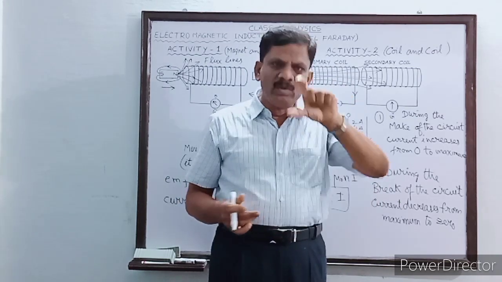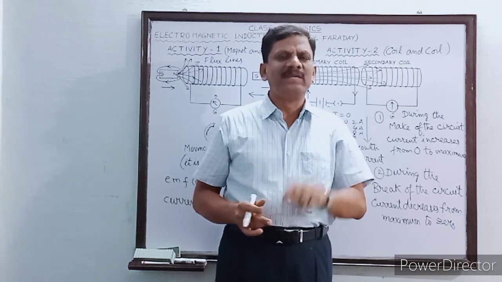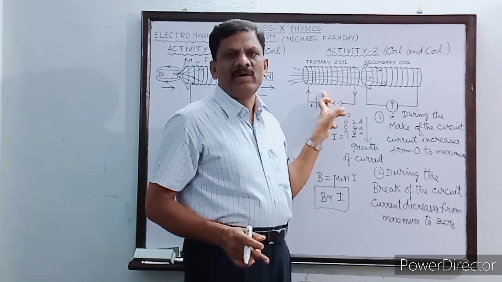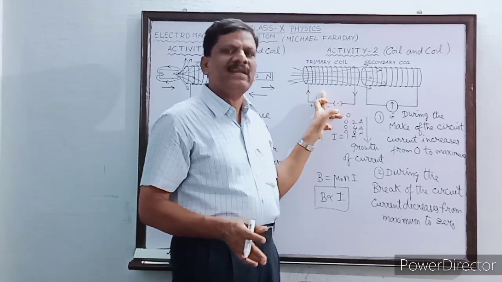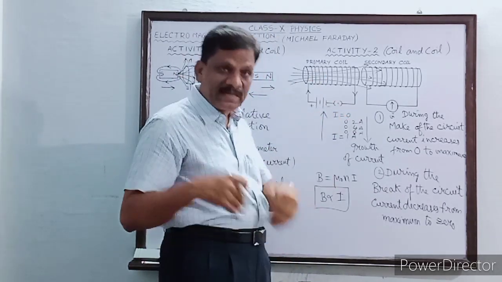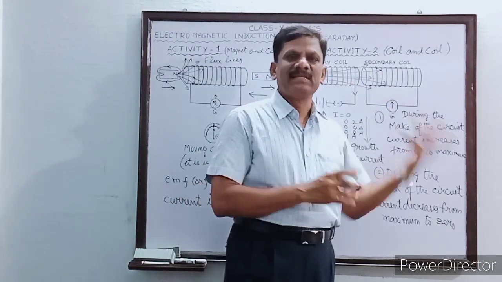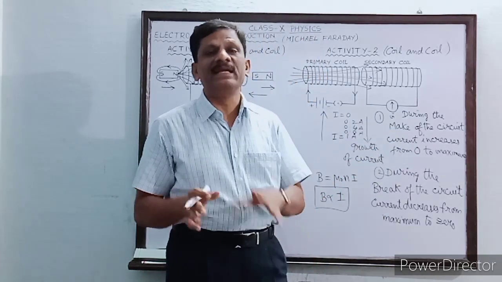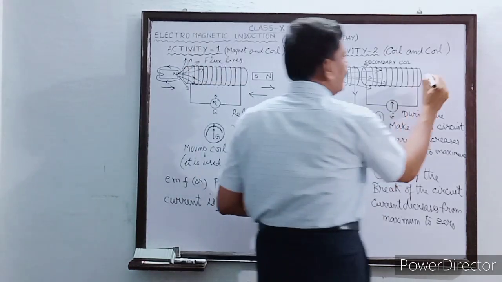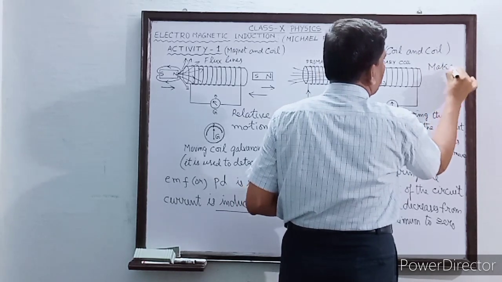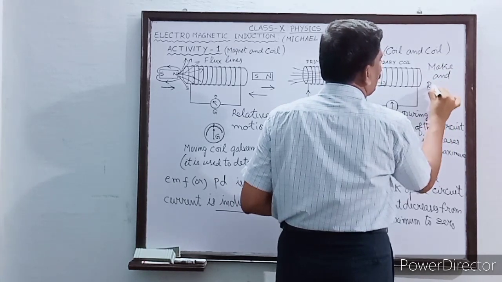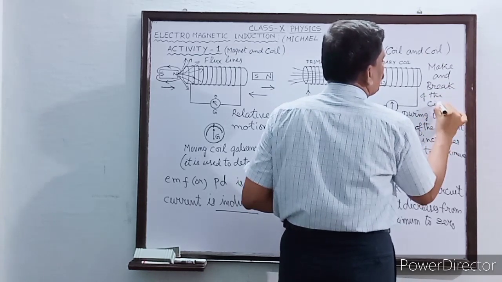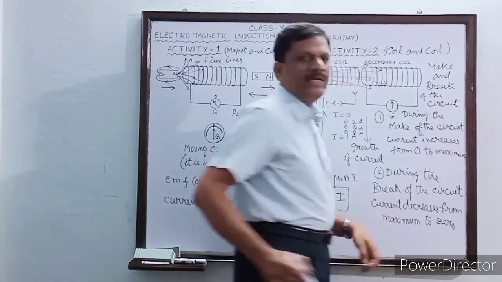0.1, like that. Though this change will take place very quickly, in that short time, what is happening? The current in the primary coil decreases, so the magnetic field linked with the primary coil decreases. As a consequence, the magnetic field linked with the secondary coil also will decrease. So during the make and break of the circuit, this is a very important point, the EMF will be induced.